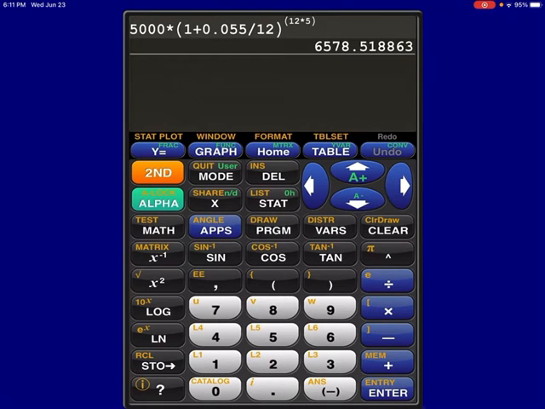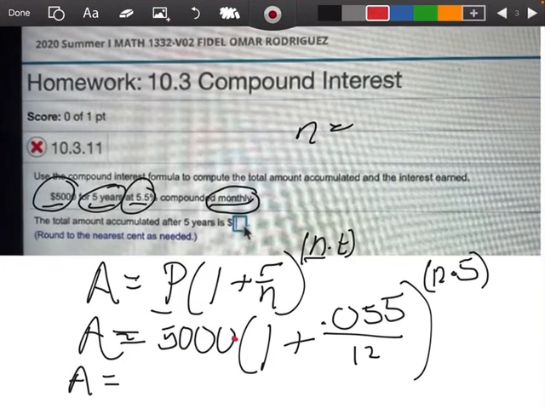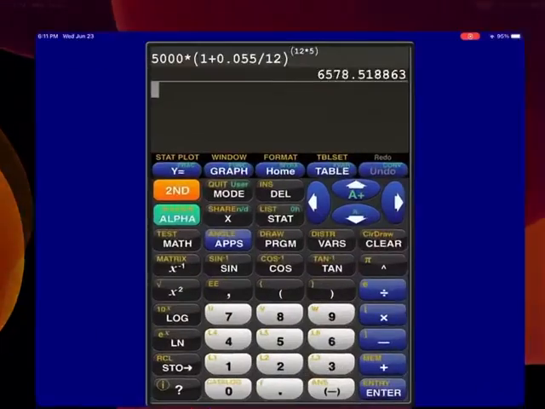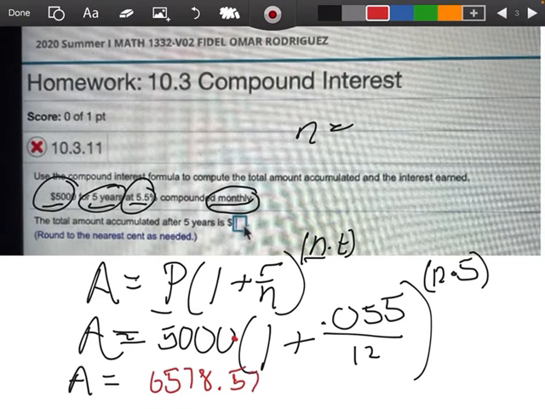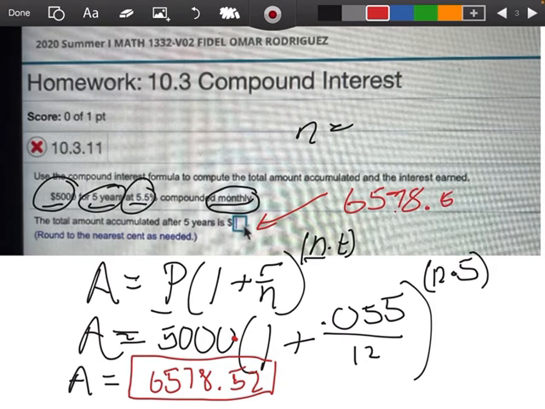And so remember, I'm rounding this to the nearest penny, so this is going to be 6,578 and what was the change again? 52 cents. Okay, this is the total amount that we have, right? So that's what I'm going to enter in right here. 6,578 and 52 cents. And so that's the total amount accumulated.